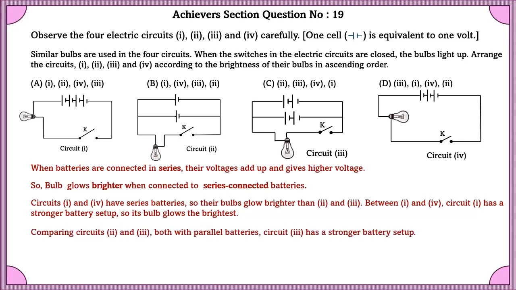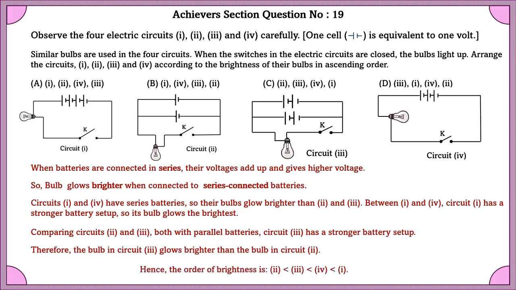Comparing circuits 2 and 3, both are parallel batteries. Circuit 3 has stronger battery setup. Therefore, the bulb in circuit 3 glows brighter than the bulb in circuit 2. Hence, the order of brightness is: first one is the brightest and the fourth one is a little less bright. Third one is a little less bright than fourth and second one will be the dimmest.